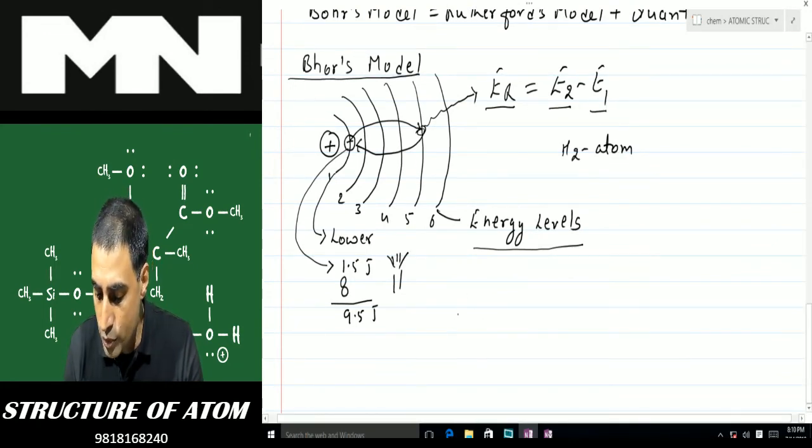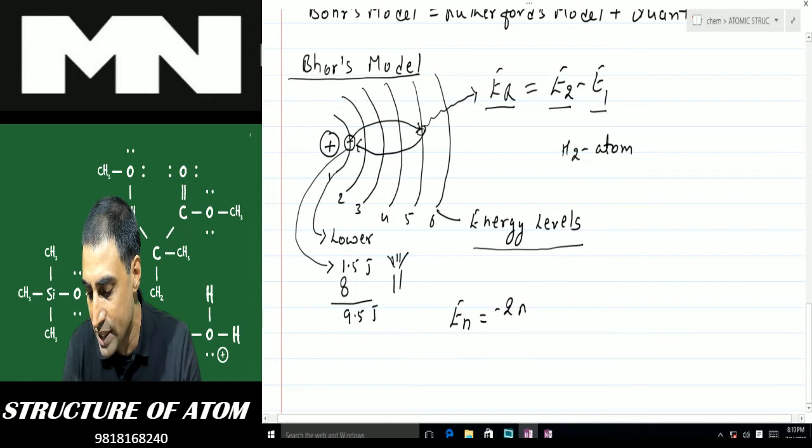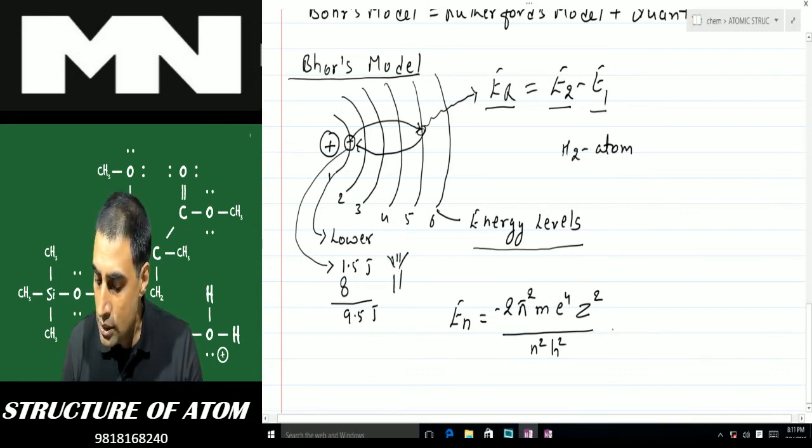Well, according to Bohr, the energy of an energy level can be calculated by a formula that is minus 2 pi square m e to the power 4 into z square by n square into h square. The dimension is joule per atom.